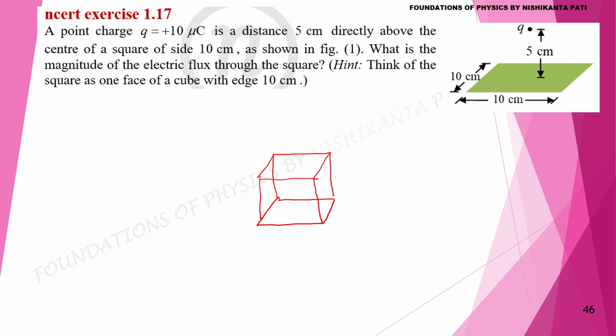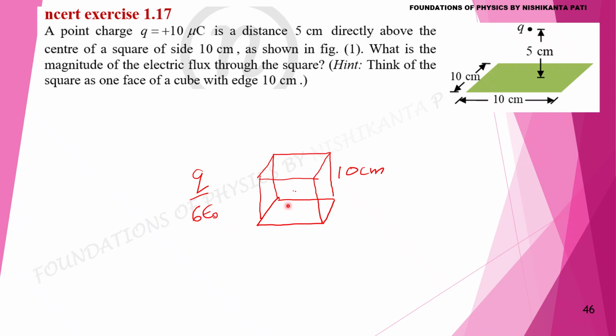So this is a cube, edge is 10 cm. The charge is at the center of the cube. So the flux through each face is Q by 6 epsilon 0.